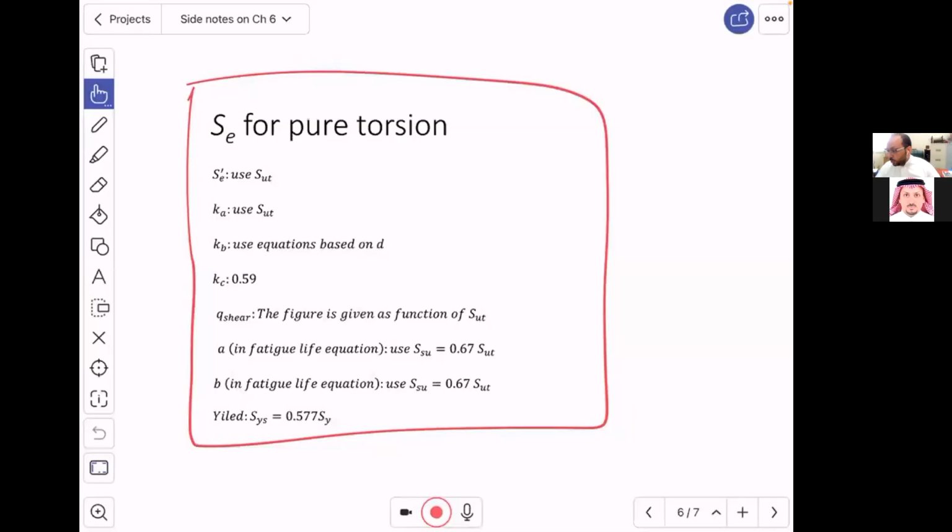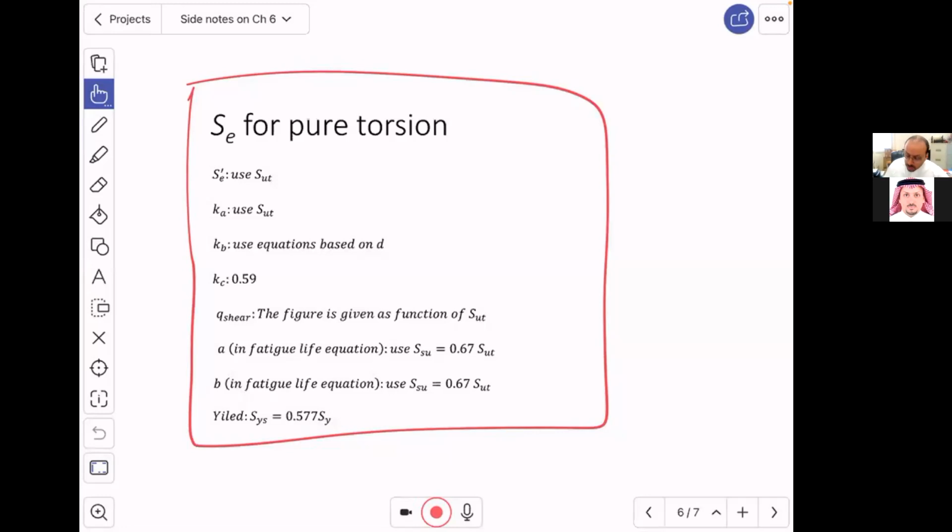Okay, now we are going to just carry on with where we stopped. In 2 minutes, we stopped here. What do we do when we have a pure torsion? Okay, so when you have a pure torsion, this is about chapter 6. This is where we stopped last time. Then what should you do?